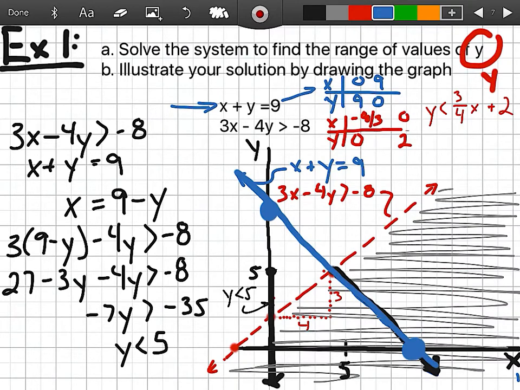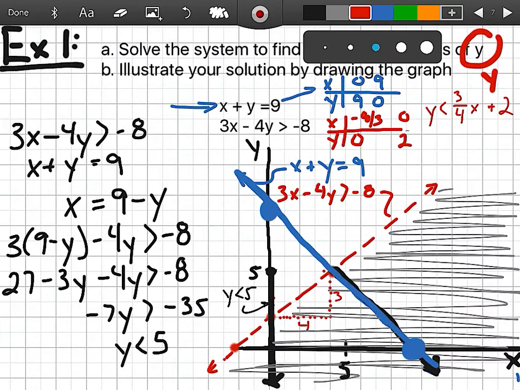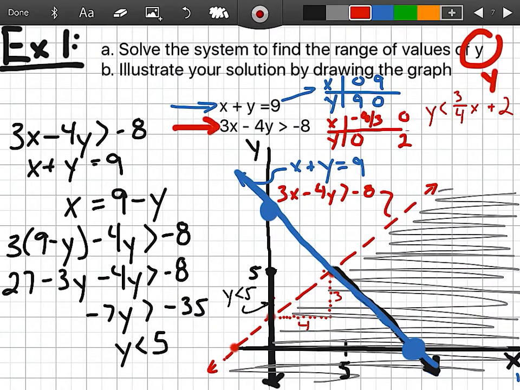Moving on to the equation in red, 3x minus 4y is greater than negative 8. If I put in a 0 for y, I will get negative 8/3 for x. If I put a 0 in for x, I get a y of 2. So plotting these 2 points, this is my negative 8/3 right here.